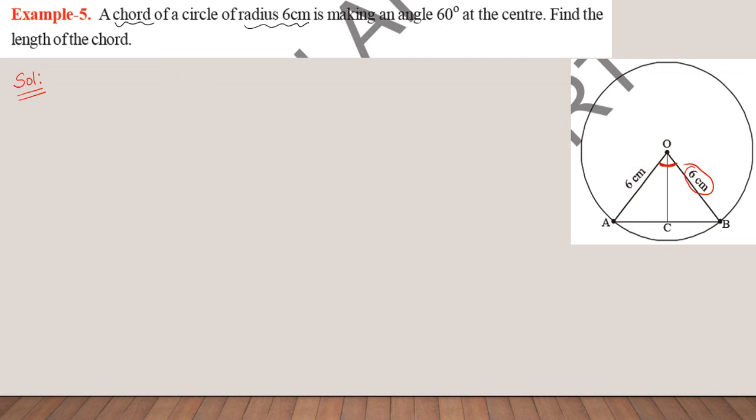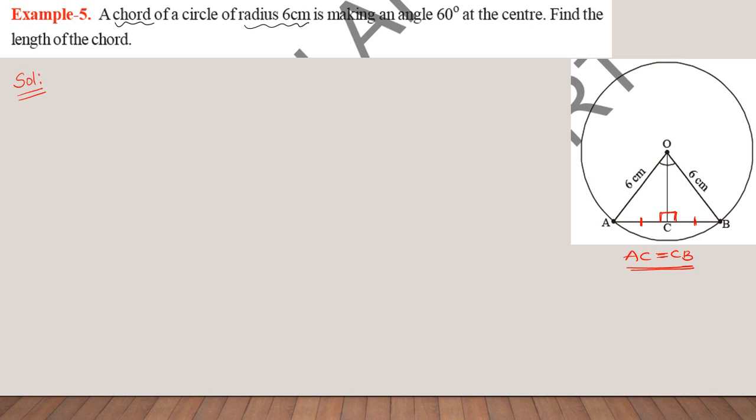Now let us see one by one. We need to recall the concept which we have learnt in our 9th class. In a circle, if you drop a perpendicular from the center onto the chord, then it will divide the chord into 2 equal parts. That means clearly, AC length is equal to CB length.